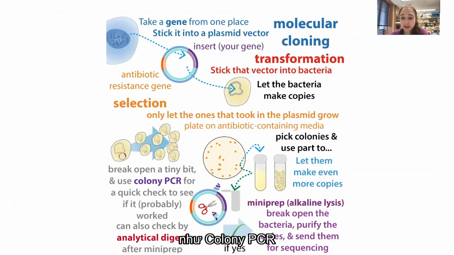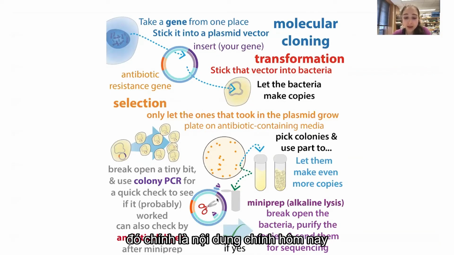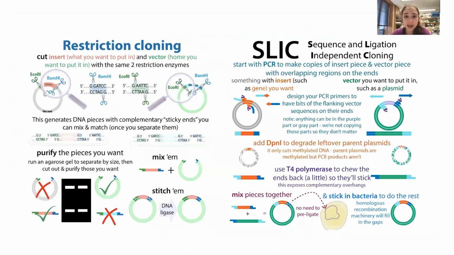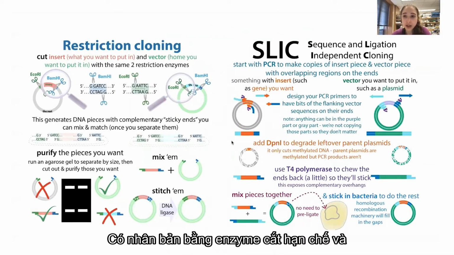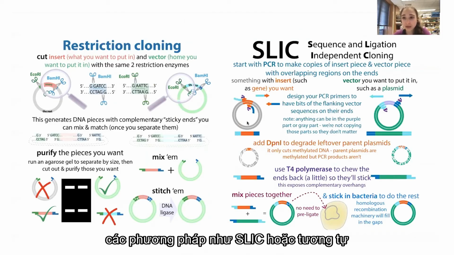And so then we have different techniques that we can use, like colony PCR and analytical digest, to get an idea if it's okay. And then we can send it for sequencing in order to really make sure that the sequence is correct. So how do we get the sequence in there though? That's the main thing we want to talk about today. As I mentioned, there are a couple of main techniques. There's restriction cloning and SLIC or similar methods.